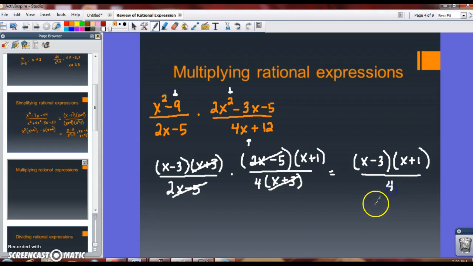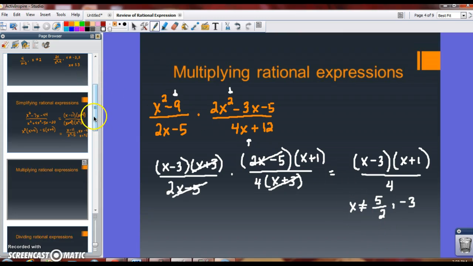over 4. And again, I'm just going to write it underneath because I ran out of room over there. Make sure that you exclude the appropriate terms from the domain. So I would say x cannot equal 5/2 or -3. Okay? Pretty straightforward. Again, you want to factor first and cancel after.